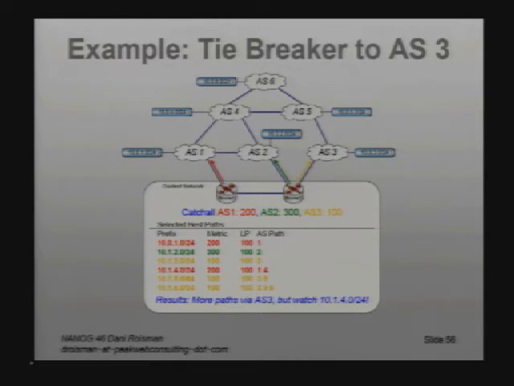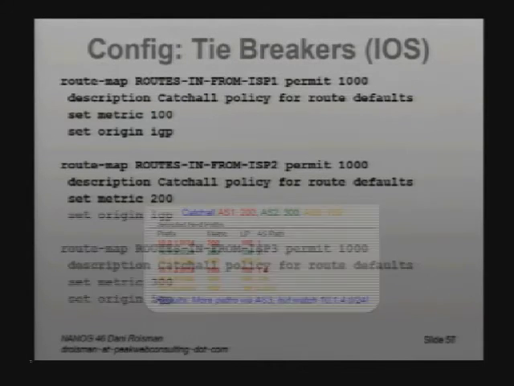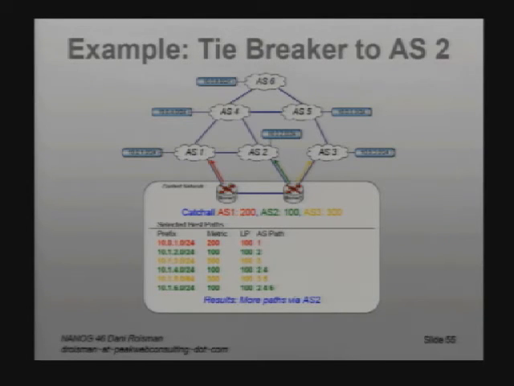So by swapping AS2 and 3 around, previously AS2 won 10.1.4. Now just by swapping 2 and 3 around, AS1 wins 10.1.4. So just make sure that's what you wanted to do.